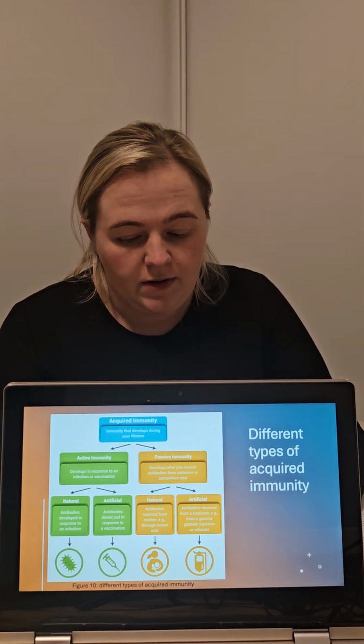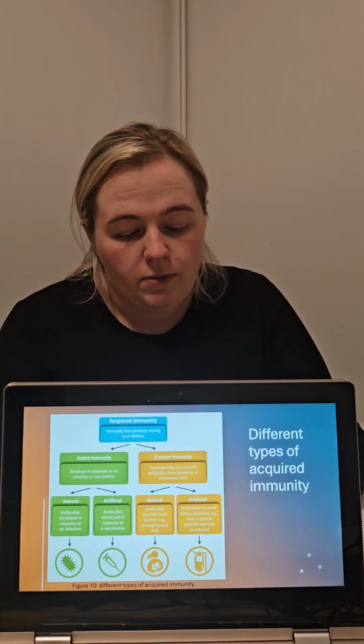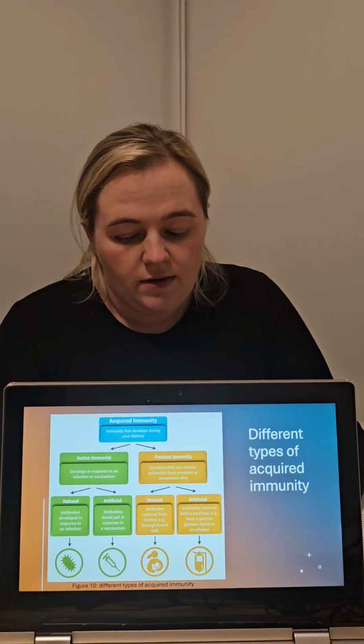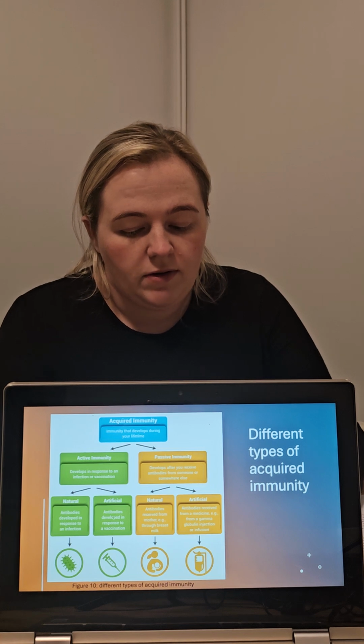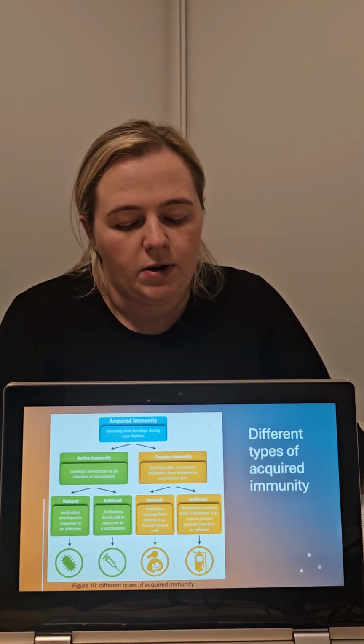Natural passive immunity is gained between mother and baby. This can be gained before birth through the mother passing antibodies through the bloodstream into the fetus, and this can also be gained after birth through breastfeeding. Breast milk contains natural antibodies that can give babies immunity for up to 6 months after birth.